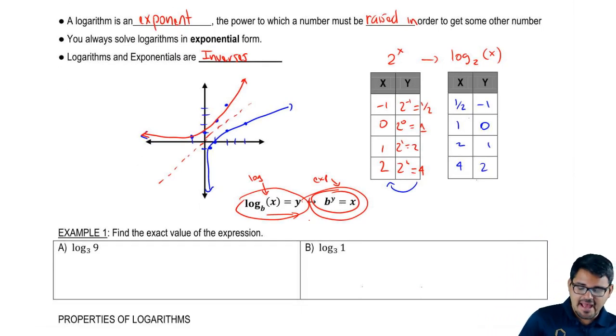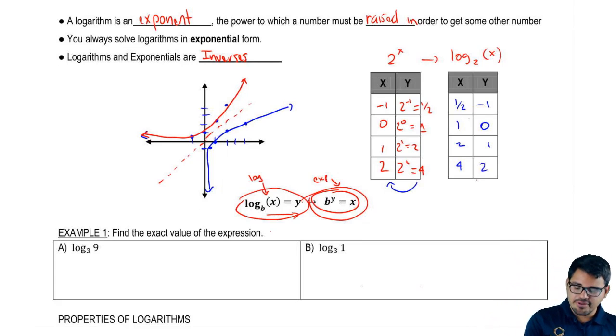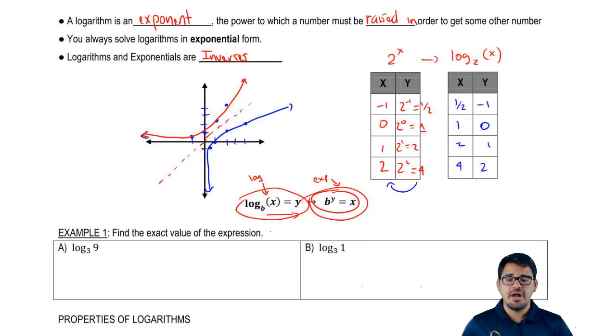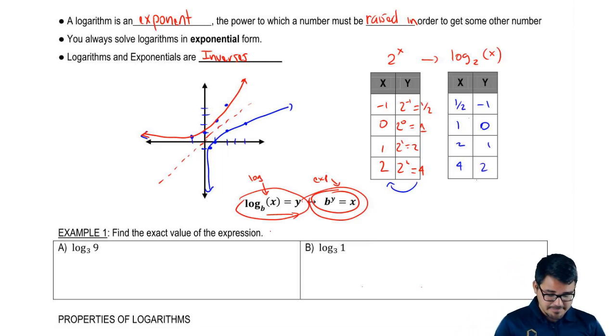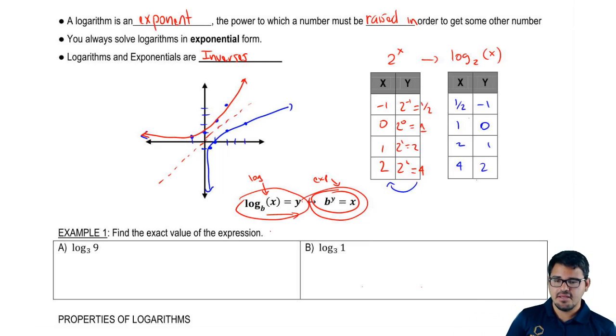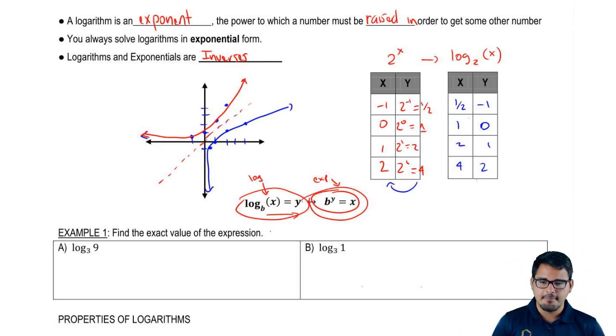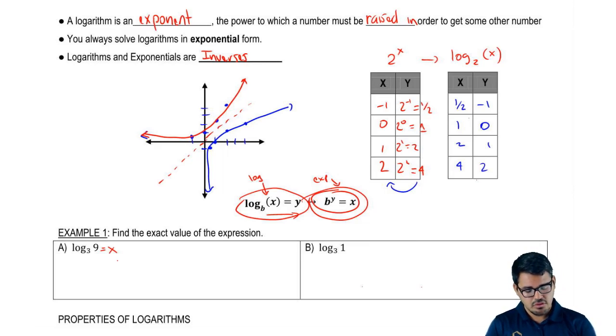In example A, I'm going to tell you guys to find the exact value of log base 3 of 9. Back with logarithms, I told you guys that logarithms were an exponent. So here the question is, 3 to the what power gives you 9? That is the question that is actually given to you in this logarithm when you turn it into words. For right now, we're going to say that log base 3 of 9 is equal to a number x.